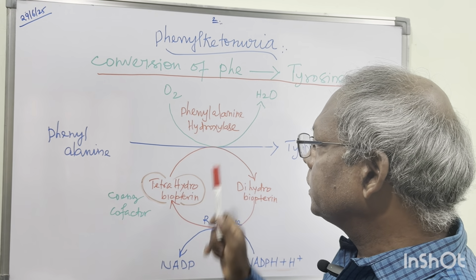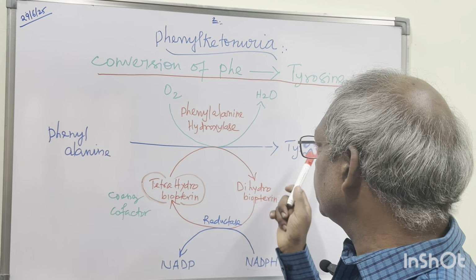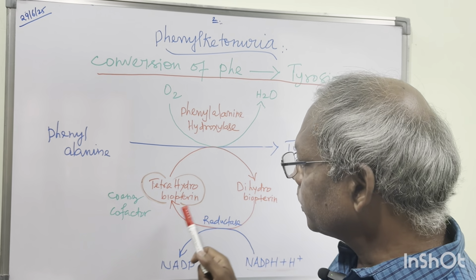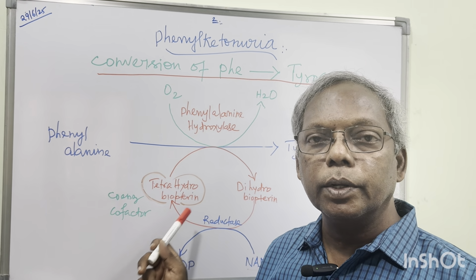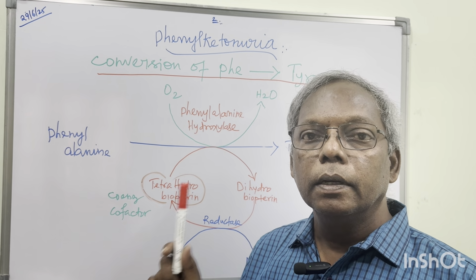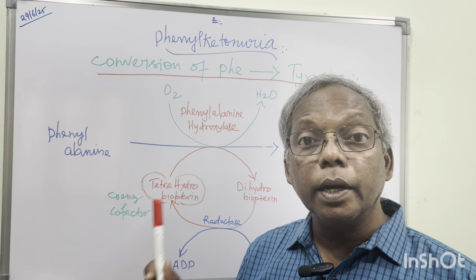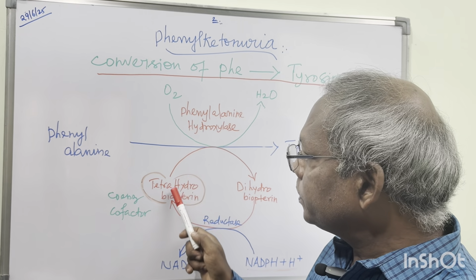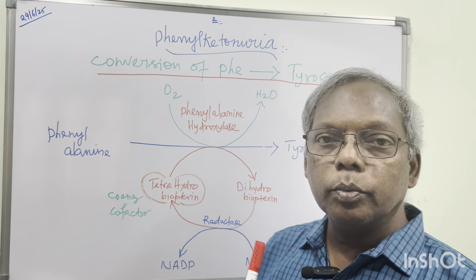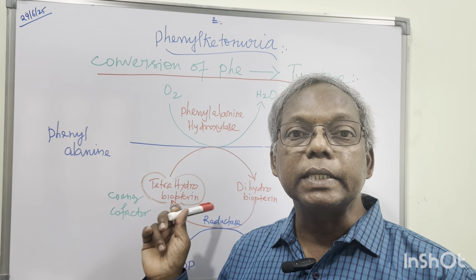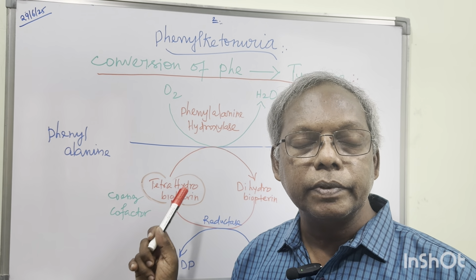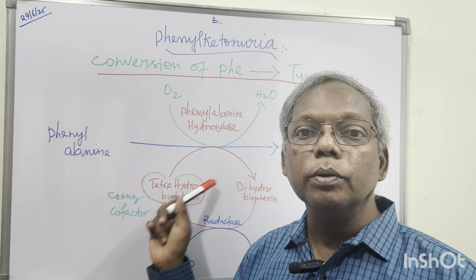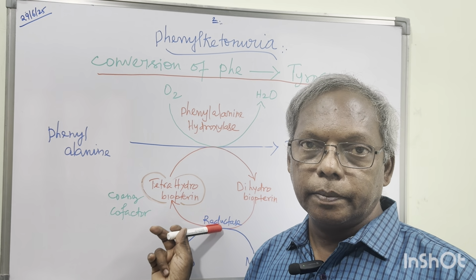Second part is, for this conversion of phenylalanine to tyrosine, we require one cofactor or coenzyme that is called tetrahydrobiopterin, which will be converted into dihydrobiopterin. This is the second reaction for phenylketonuria, that is conversion of tetrahydrobiopterin into dihydrobiopterin.